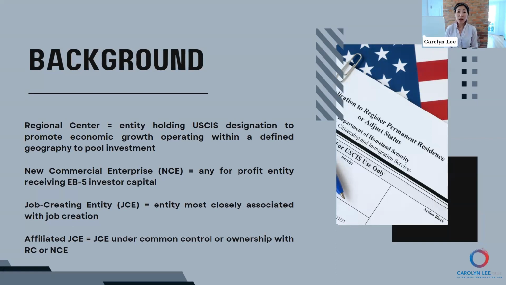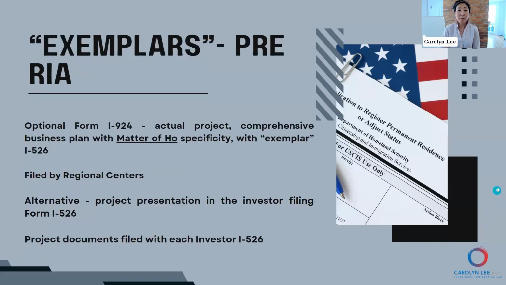Job creating entity, or JCE, is the entity that's most closely responsible for job creation. It doesn't have to be separate from the NCE. It could be the NCE, but often in EB-5 regional center program structures, it is a separate entity, and it could be multiple entities as well. Affiliated JCE is a newly defined concept under the RIA, and it is about the JCE that is under common ownership or control with either the regional center or the NCE. And these concepts will come up in the course of our talk.